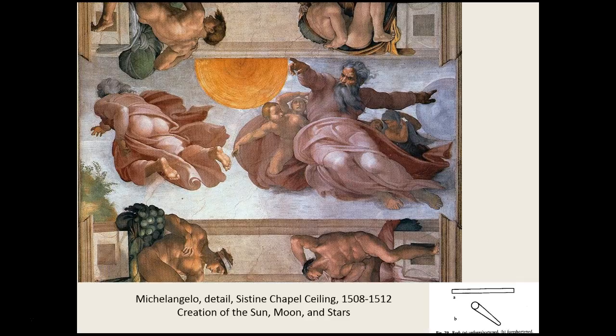This is another detail. This is the creation of the sun, moon, and stars. And notice the foreshortening that Michelangelo uses to depict the arm of God, which is a way for artists to depict depth and three-dimensionality in their work. That's one of your vocabulary terms, so if you don't know what that is, please look it up.